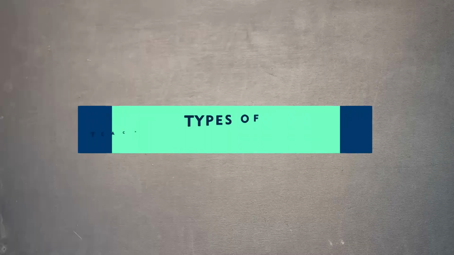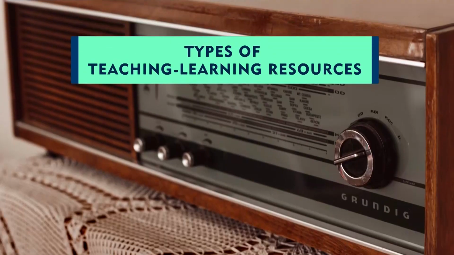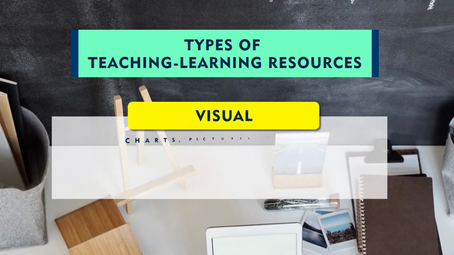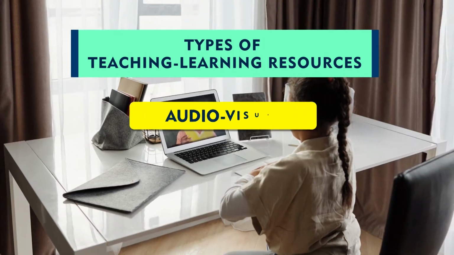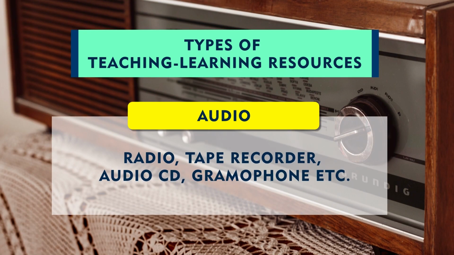And if your learners are active participants in the teaching learning process, they will definitely learn better. If these are the benefits of the teaching learning resources, then what are the teaching learning resources? What are the types of teaching learning resources? This is the next question which may come to your mind. Broadly, teaching learning resources are categorized in 3 categories: audio resources, visual resources, and audio-visual resources. Let us talk about what we mean by audio resources.